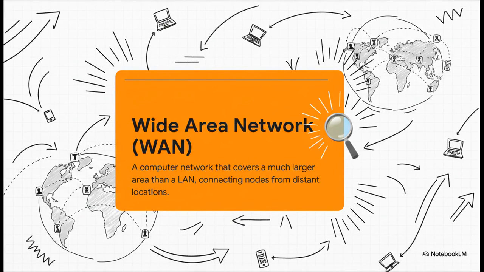And on the complete opposite end of the scale, you have the wide area network, or WAN. And when they say wide, they really mean it. We're talking about connecting things across cities, countries, even continents. The biggest, most mind-blowing example of a WAN: the internet itself. It's basically one giant WAN connecting all the smaller networks in the world.